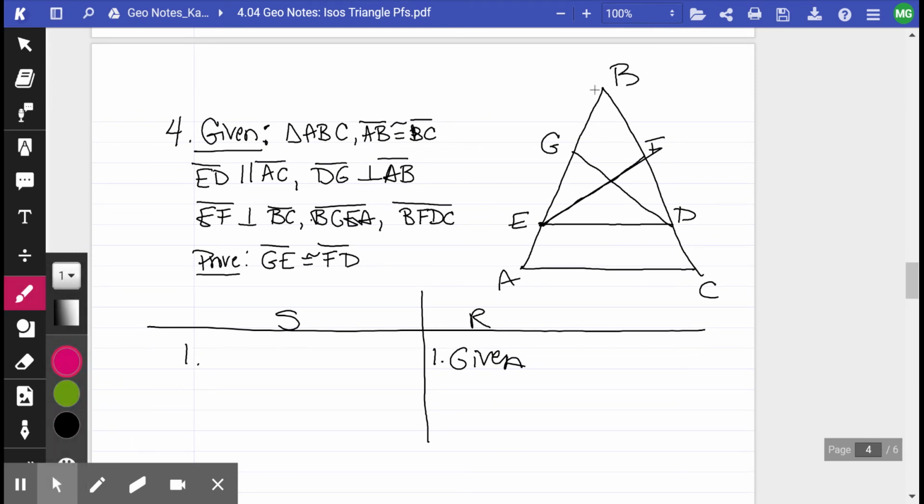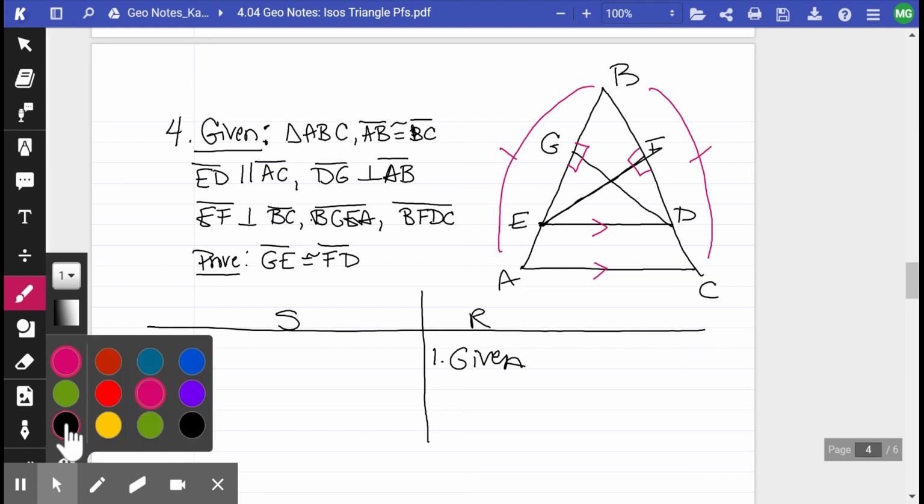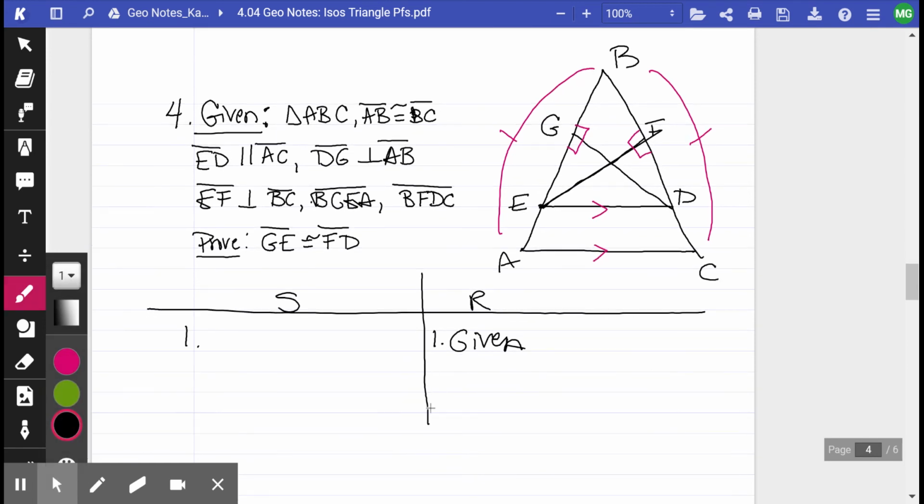All right, so you've got segment AB congruent to segment BC. We've got ED right here parallel to segment AC. DG is perpendicular to AB. And what's really great about this proof is that there is so much you can conclude. You could get a lot of points, even if you didn't know how to do this proof, just by concluding from your given. So make sure you conclude from every given you possibly can.